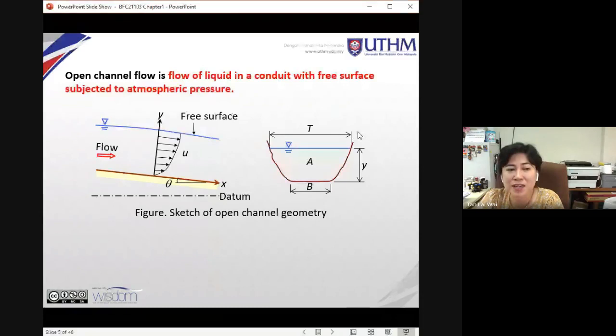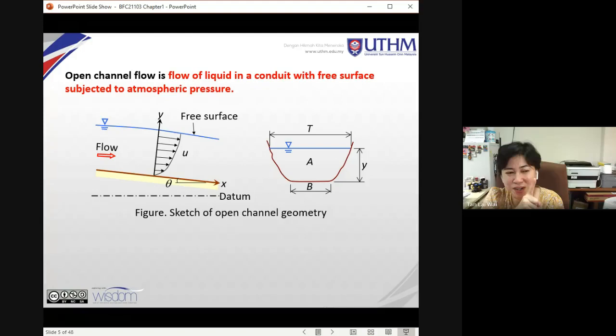Remember, when I said depth of flow is different from the depth of the channel, or height of channel, alright? I would use height of channel and depth of flow, so be careful about that. So this Y is actually the depth of flow. We will look at whether it's normal flow or what.